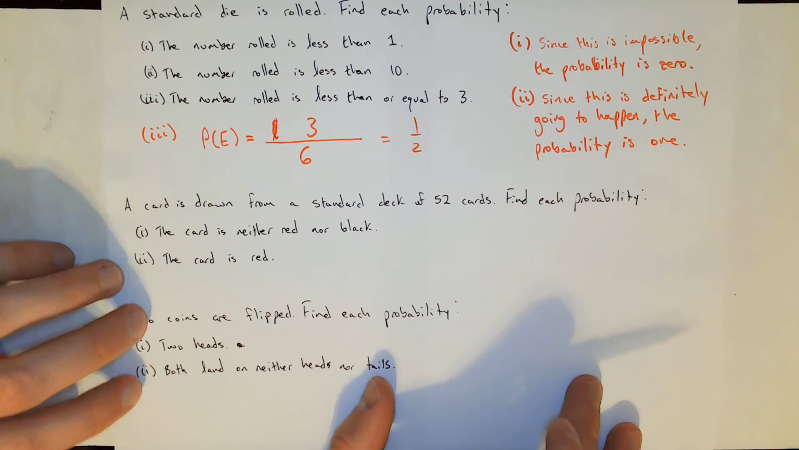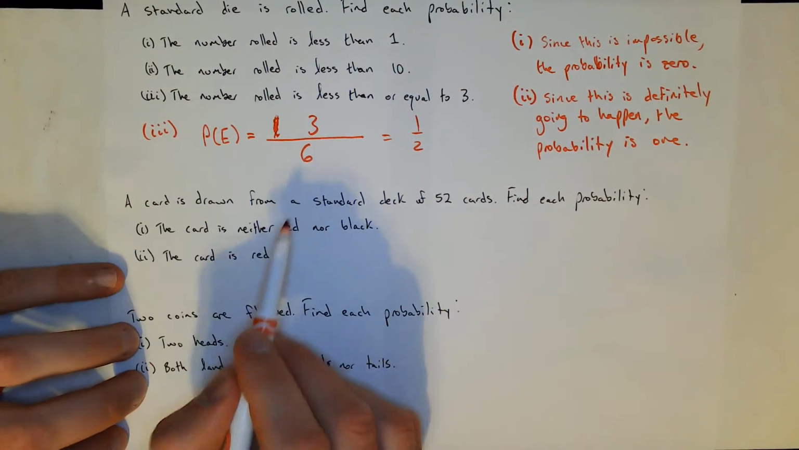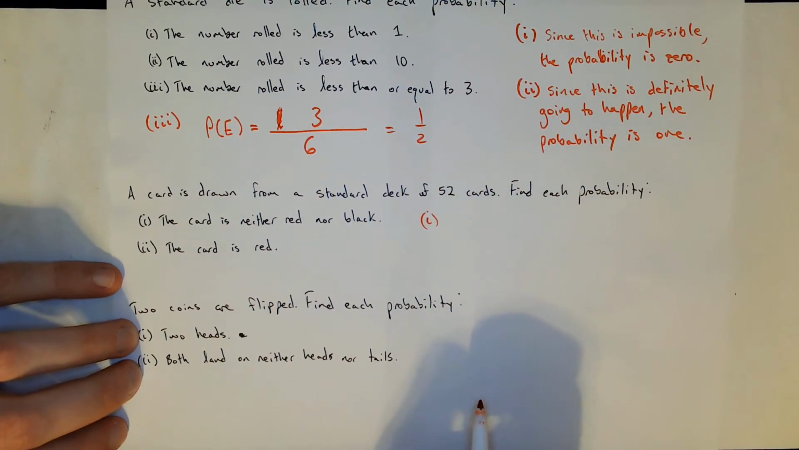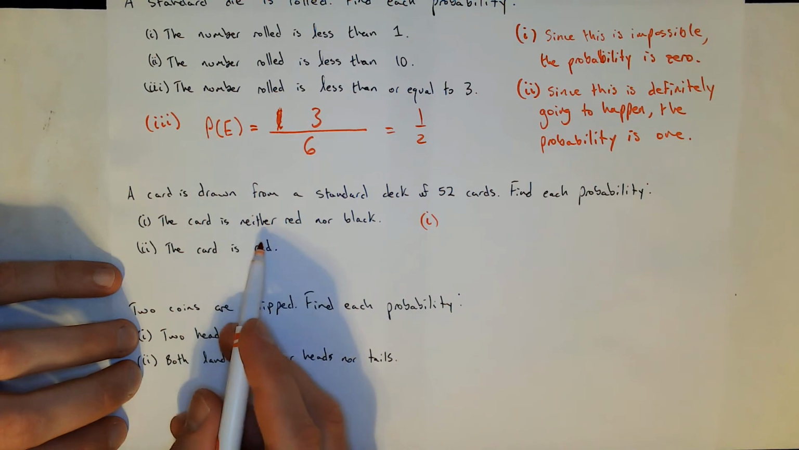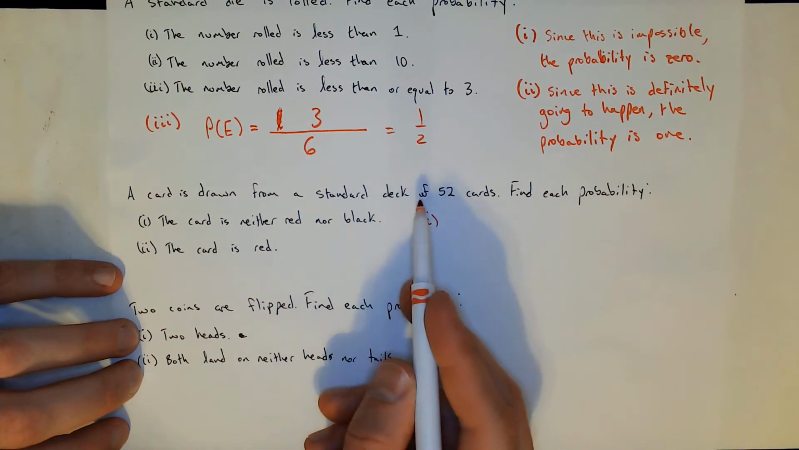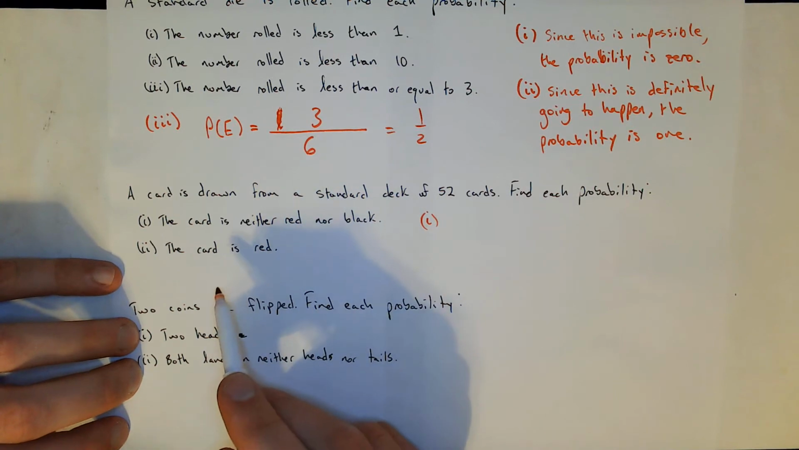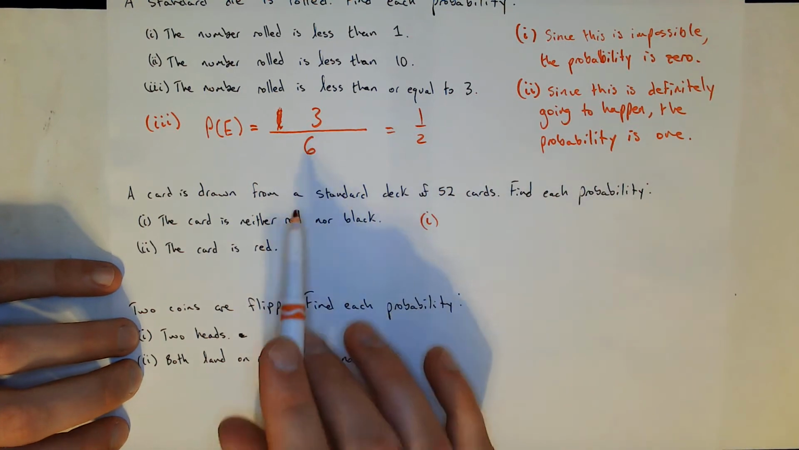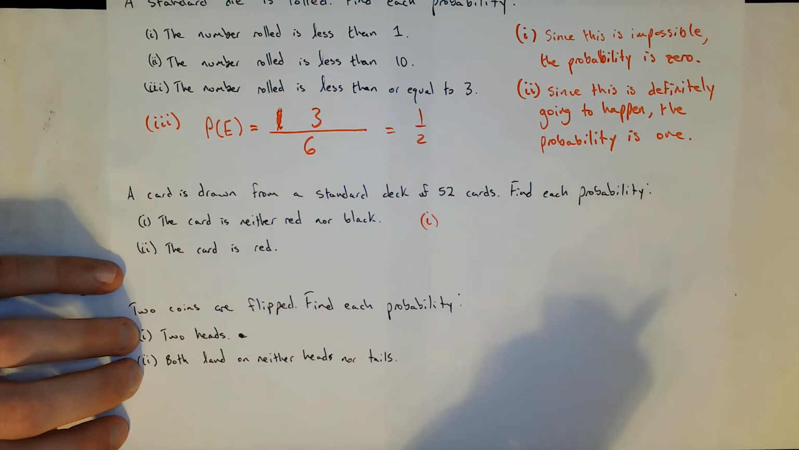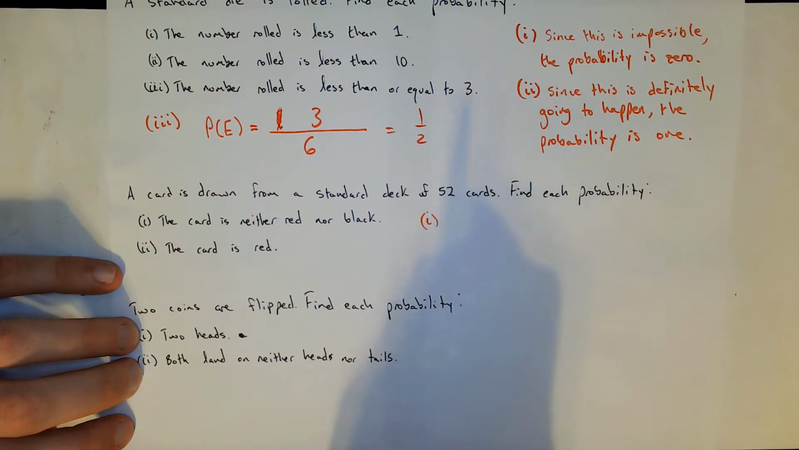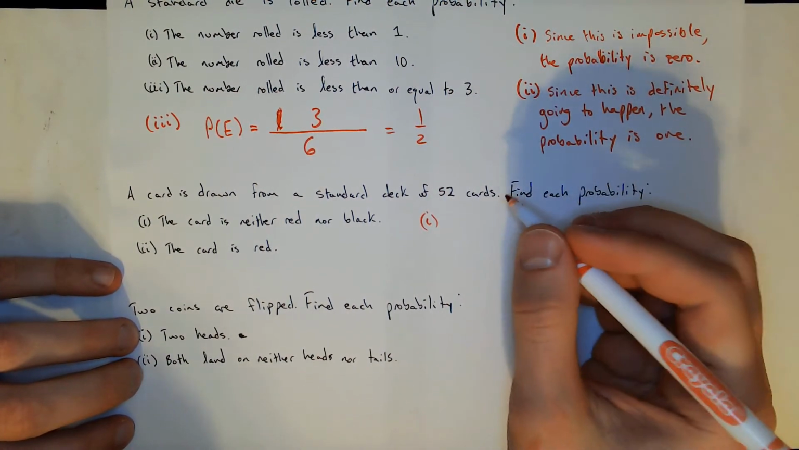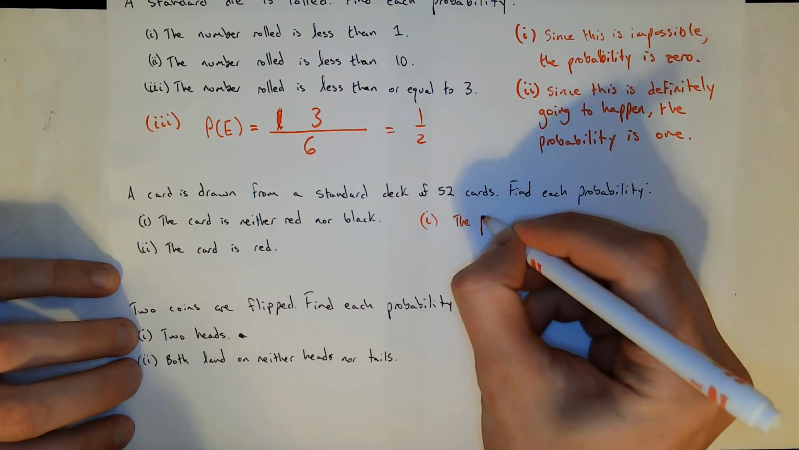Alright. New problem. A card is drawn from a standard deck of 52 cards. Find each probability. The card is neither red nor black. Well, if this is a standard deck of cards, then all the cards are one of those. If you draw a card, it's either going to be red or black, right? If it's a standard deck, not some fancy deck, just a normal deck of cards, then it is impossible for a card to be neither red nor black. So it's just like part 1 up here, the probability is 0 because it's impossible.